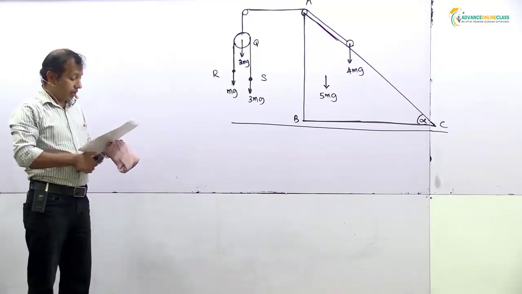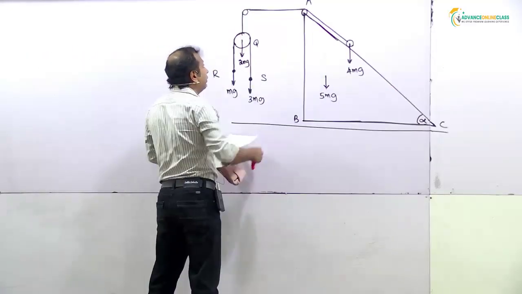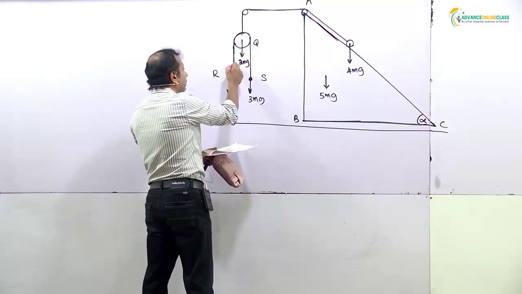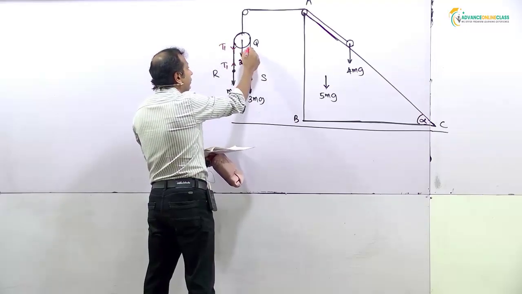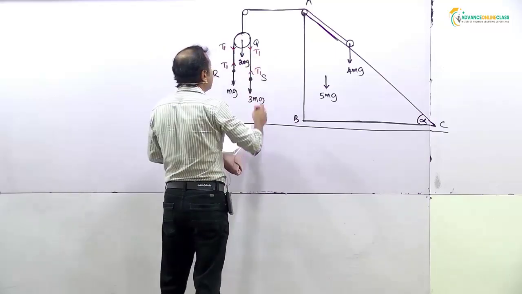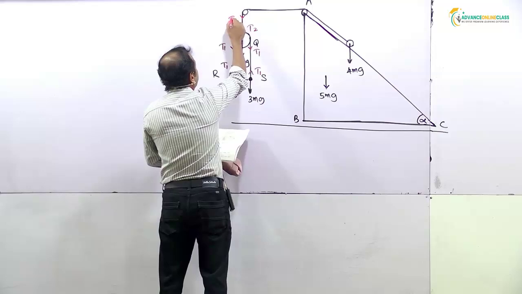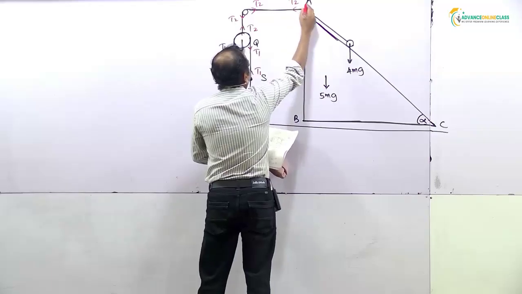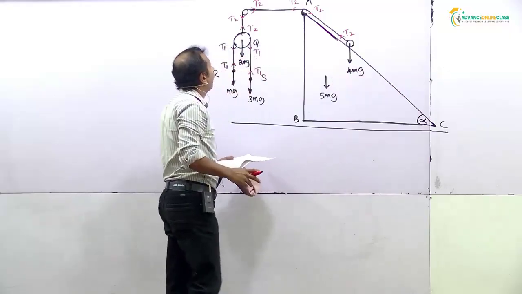Now we can mark the tensions. This string and this string are different strings, therefore different tensions we have. I'll take this as T1 tension. This also therefore T1. Here T1. Here T1. The tension in this should be a different tension. Suppose T2. This way T2. This way T2. This way T2. This way T2. Right? Okay.